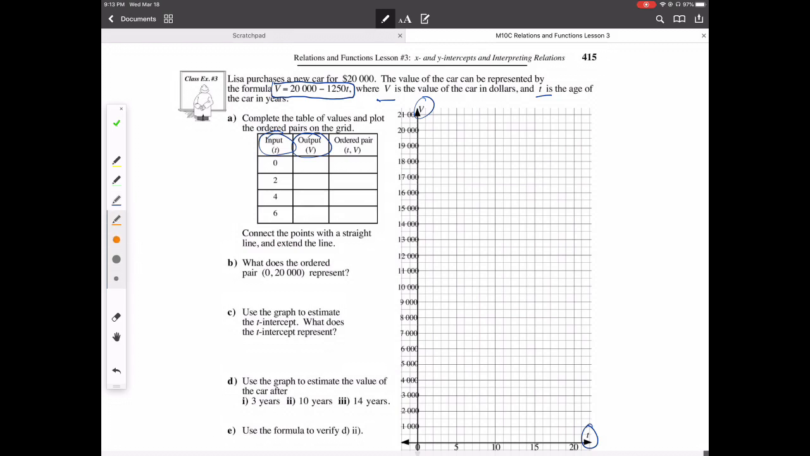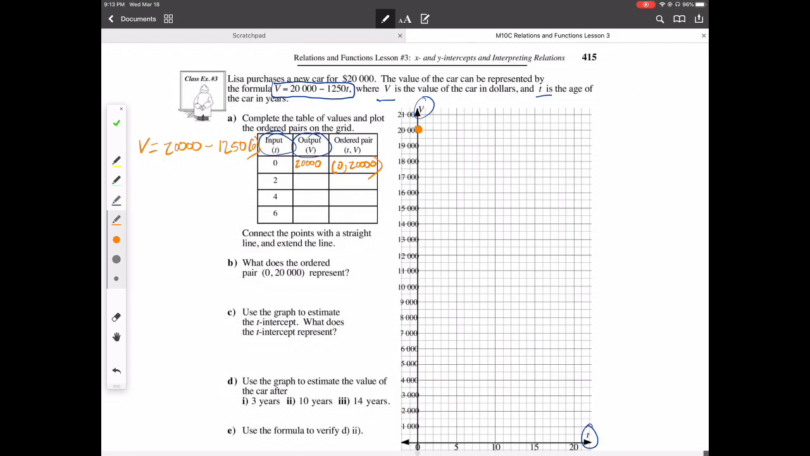So I can always solve for what these things are by replacing the t value with whatever it says. For the first one, it wants me to replace it with 0. So I can say V is equal to 20,000 minus 1250 times 0. I can put that in my calculator, and I'm going to see that V is equal to 20,000, which means that the ordered pair I'm going to get from this is 0 and 20,000. And I can plot that point on my graph, 0 and 20,000.